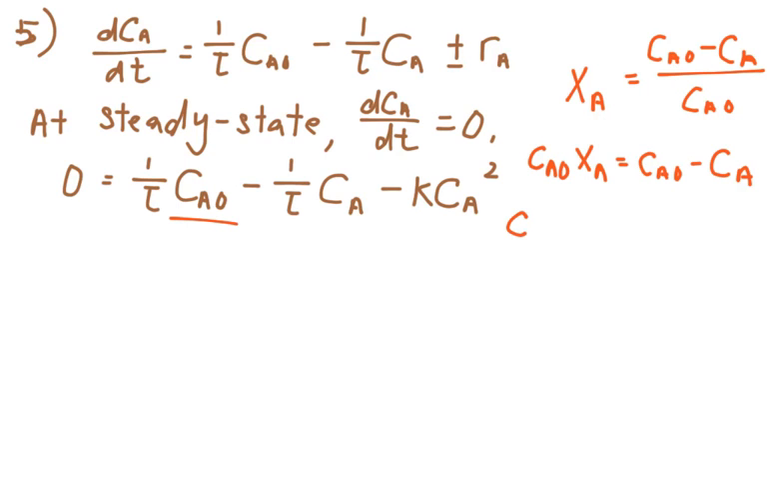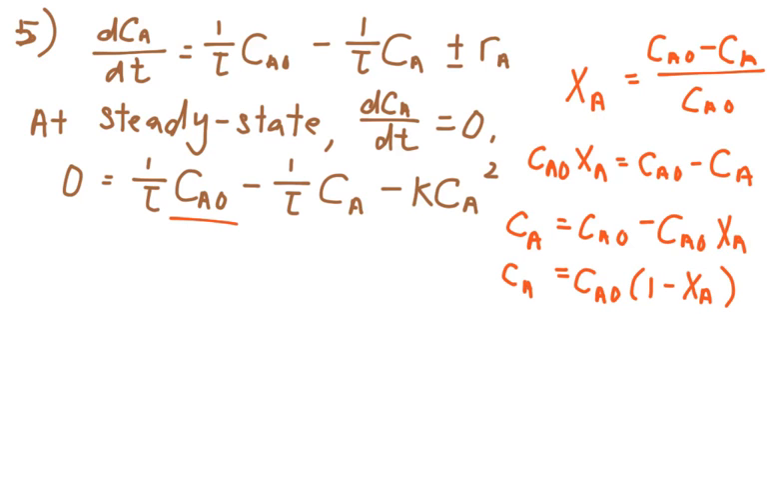So let's bring CA over to the other side of the equation to make it positive. I will get CA equals CA0 minus CA0 XA. Let's take out the common factor, which is CA0: 1 minus XA. So you know that CA will be equal to CA0 (1 minus XA). Or alternatively, you can also say that your CA0 is equal to CA over (1 minus XA).